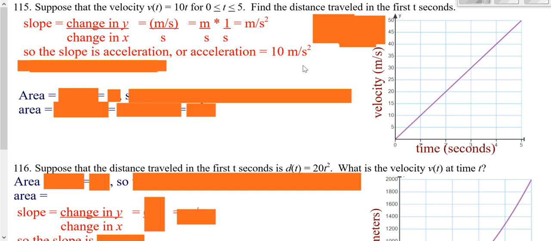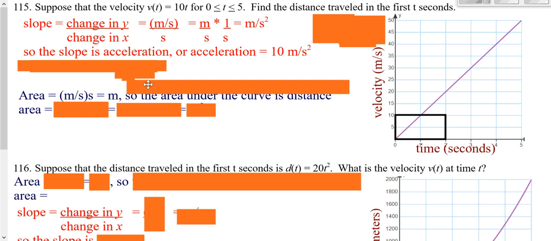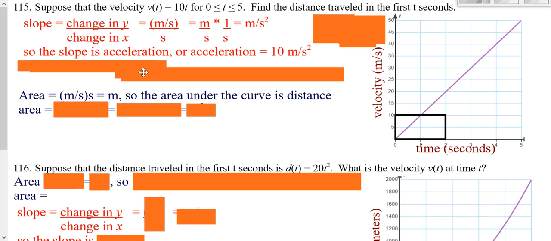So what would the units for your area represent here? Well, if you wanted to look at your area, for the most part, look at your units in terms of a rectangle, and you'd want to do this side, which is meters per second, times the other side, which is seconds. And so meters per second times seconds, the seconds drop, leaving you with meters. So the area here underneath this curve represents distance.